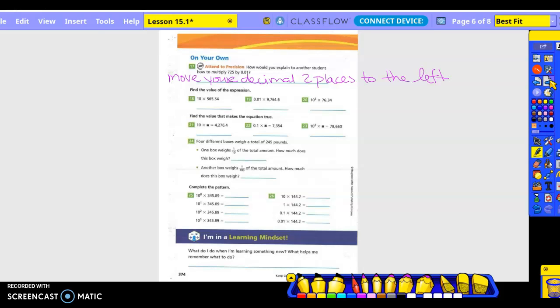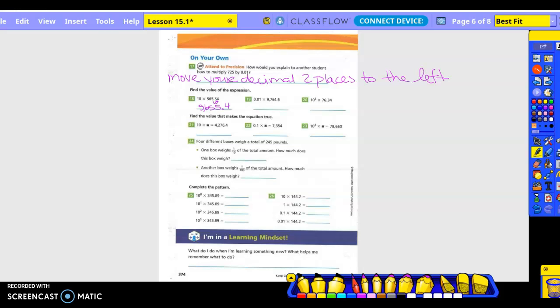Find the value of the expression. So 10 times 565 and 5,400. So you're multiplying by a whole number, right? How many zeros? One. So am I moving to the right or to the left? One place to the right. So 5, 6, 5, 5, decimal 4. So my answer is 5,655 and 4 tenths.